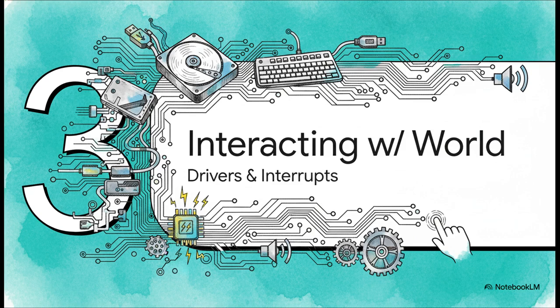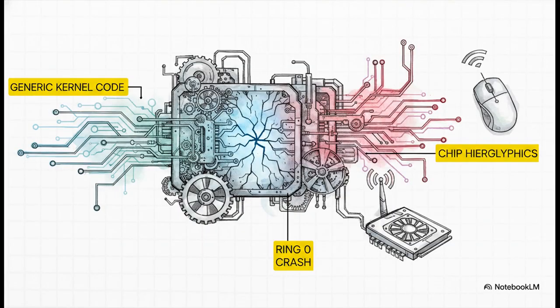Let's talk about how the operating system actually interacts with external hardware. See, the kernel needs to talk to your GPU, your Wi-Fi card, your mouse. This is where device drivers come in. But every hardware chip speaks a totally different, confusing language. Drivers translate generic kernel requests into those specific chip hieroglyphics.